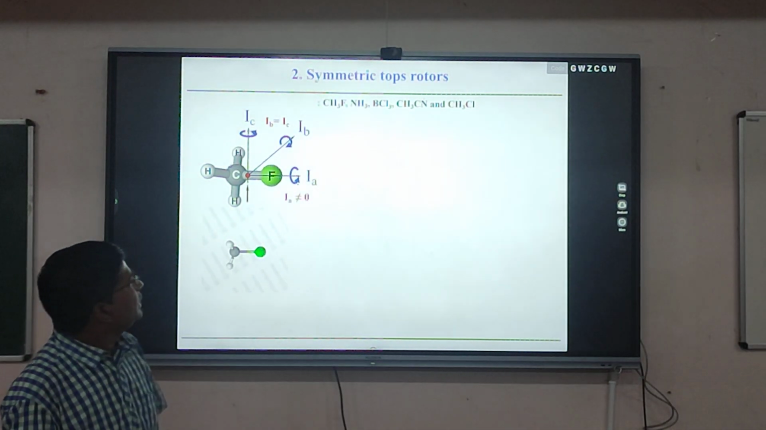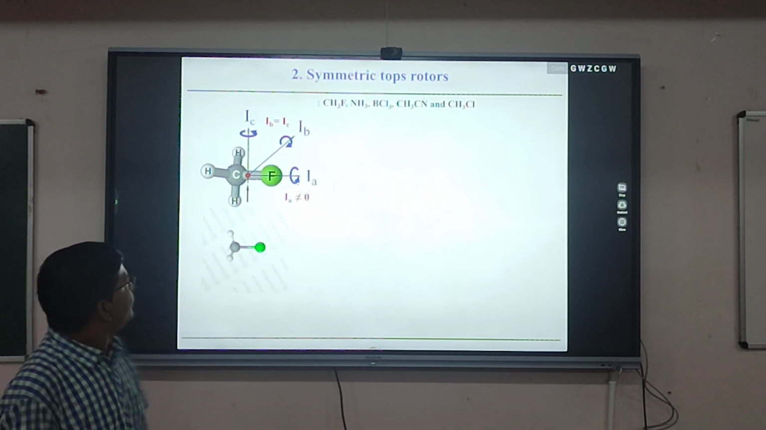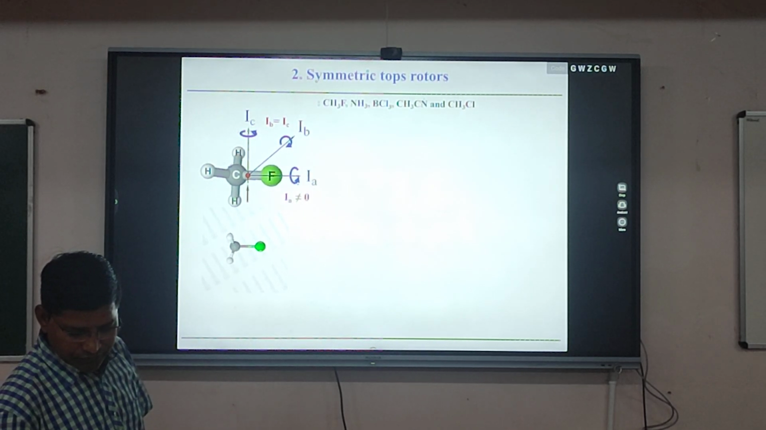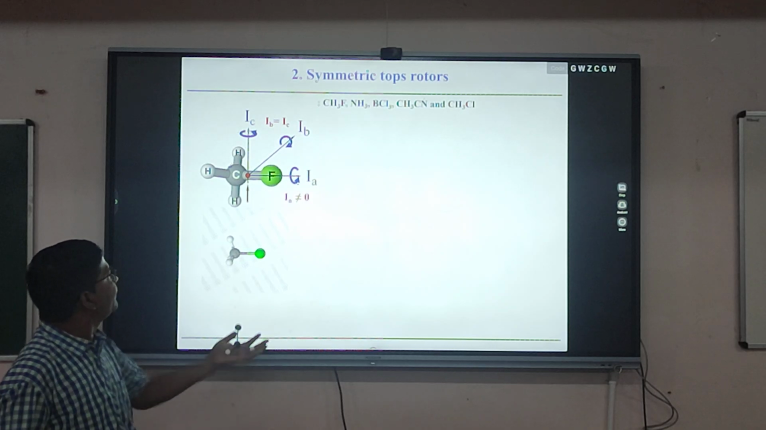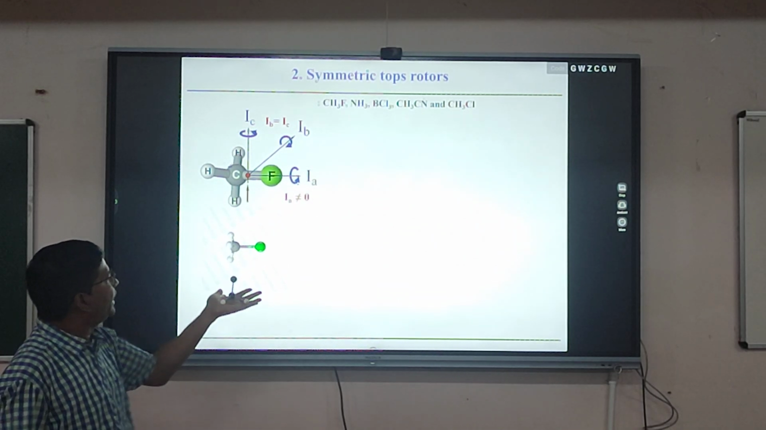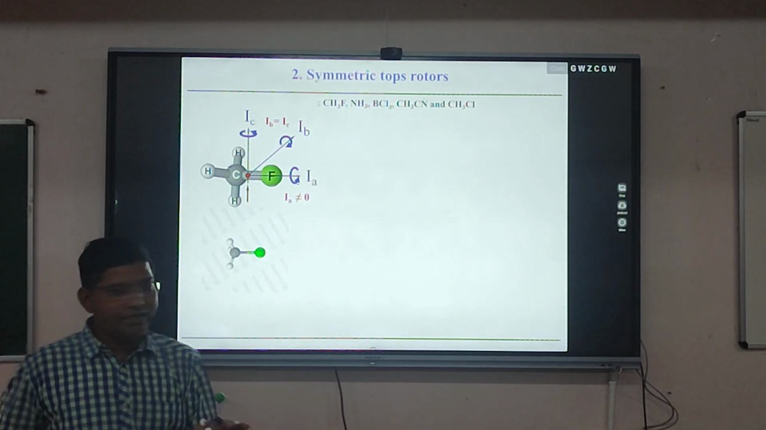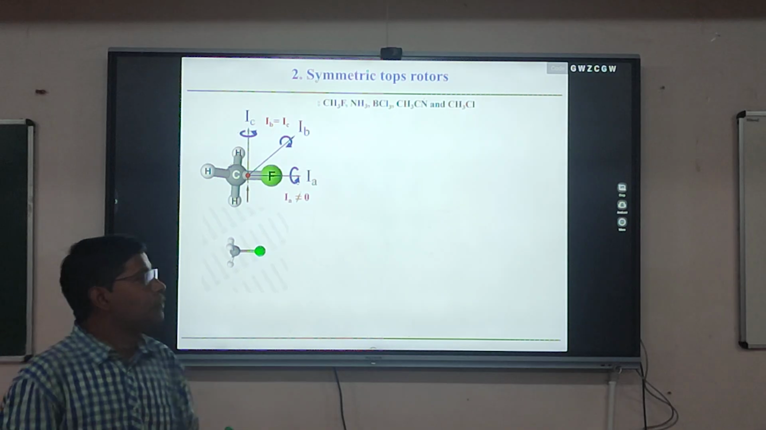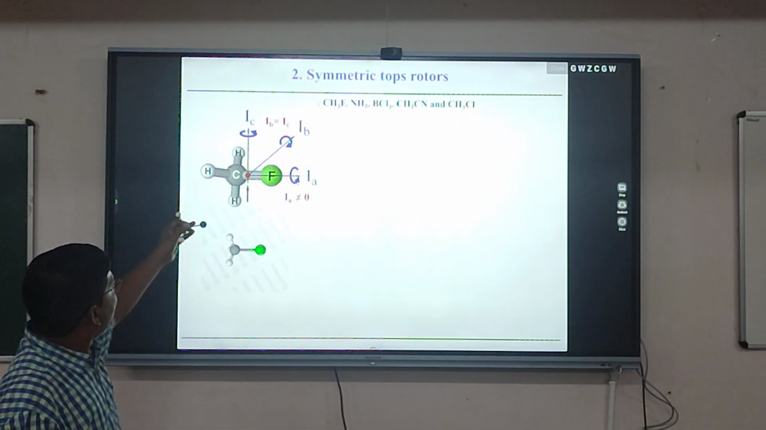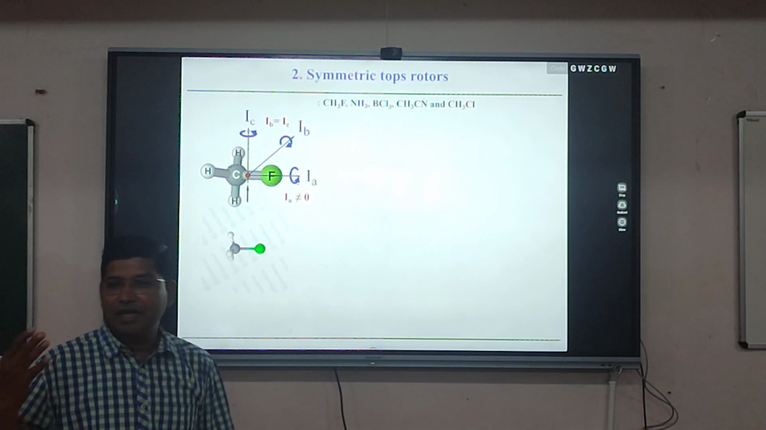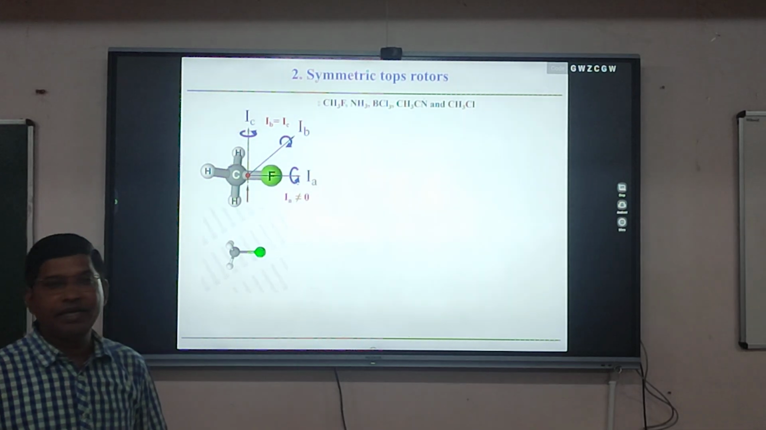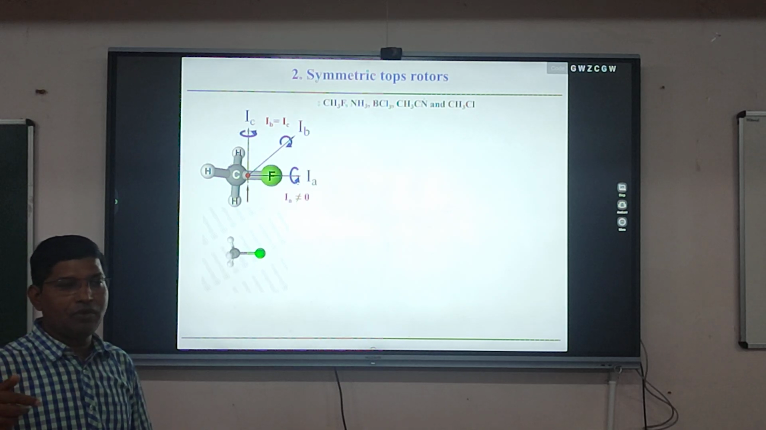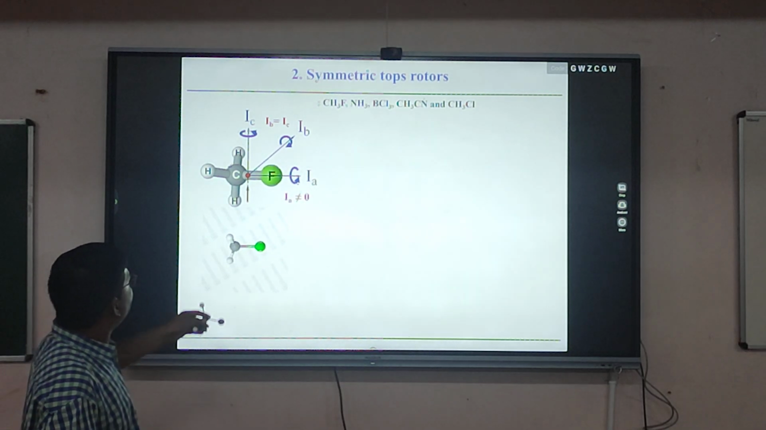Then next, symmetric top rotator. We will take the example of methyl chloride. Why is it called symmetric top? Because we will replace one hydrogen atom with a fluorine atom. Now we will see the moment of inertia along different axes when you rotate the molecule along the bond axis, in the plane, and in the perpendicular direction.